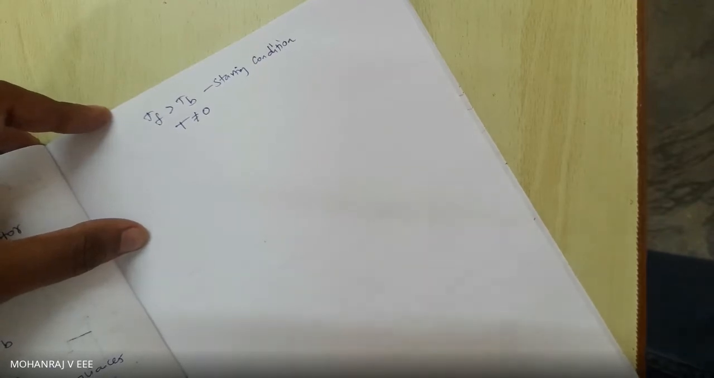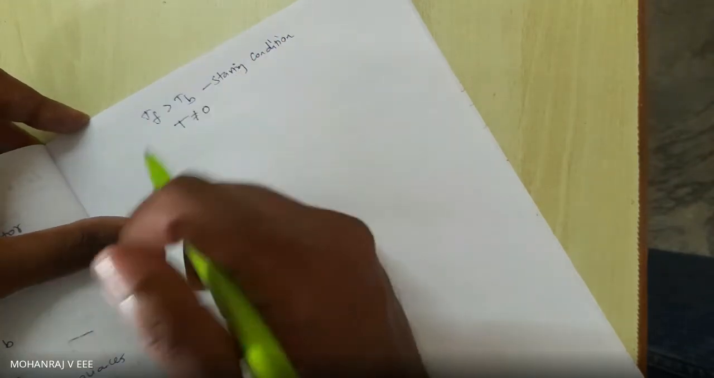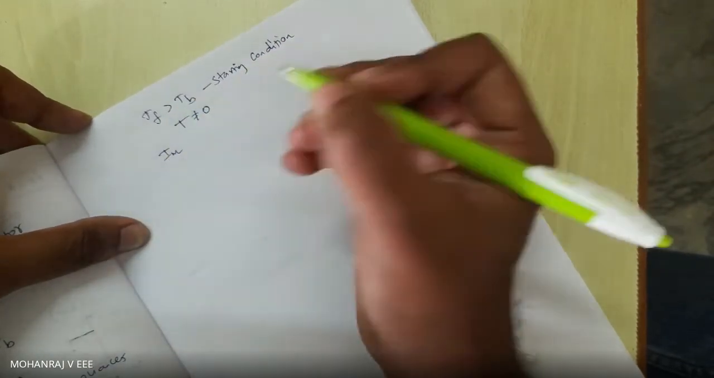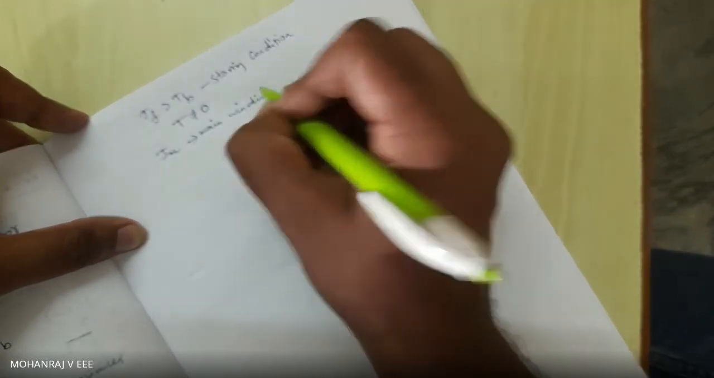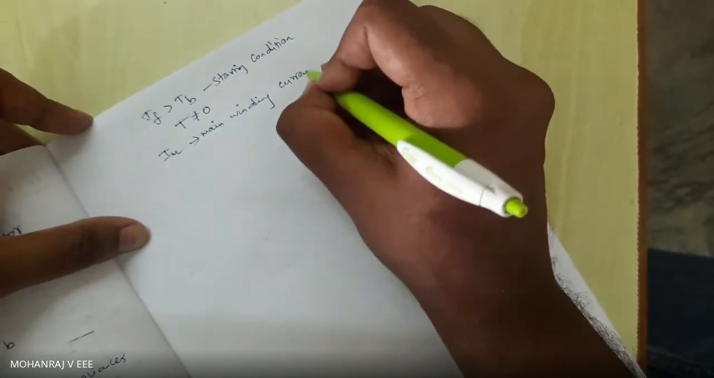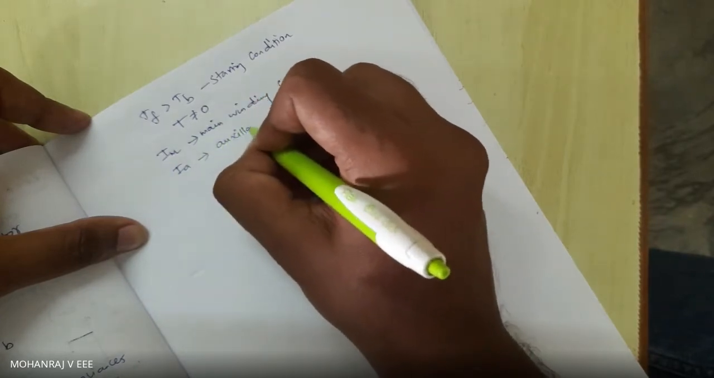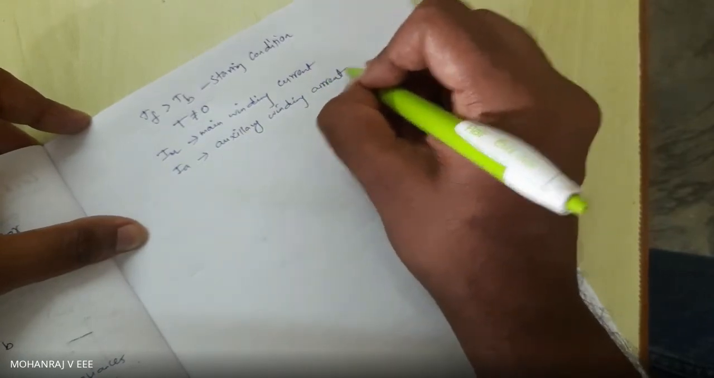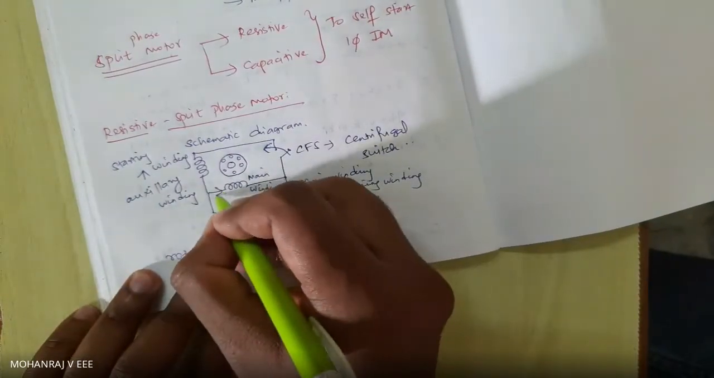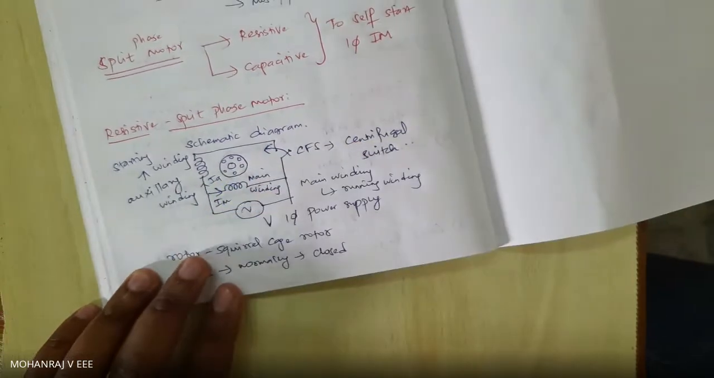How is that achieved? It is achieved with the help of the currents. We have a current IM. What is this current IM? It is the main winding current. The current flowing through the main winding is known as IM, and I have IA, the current flowing through my auxiliary winding.